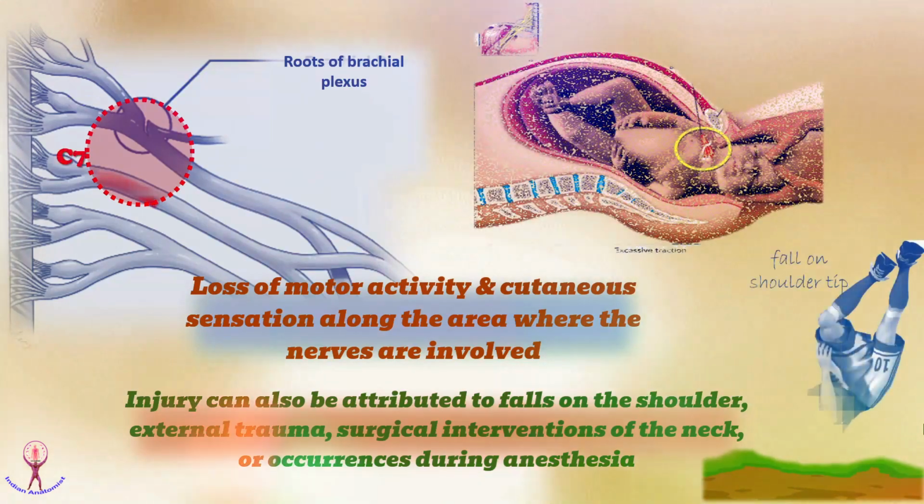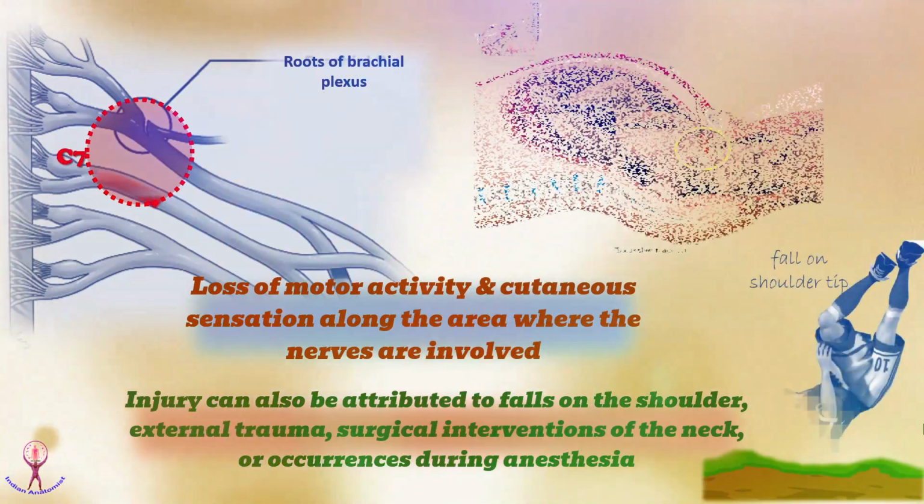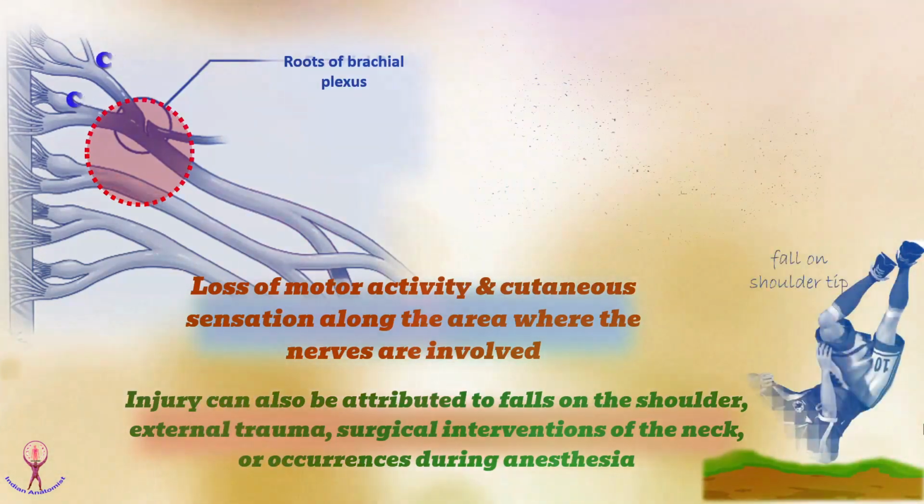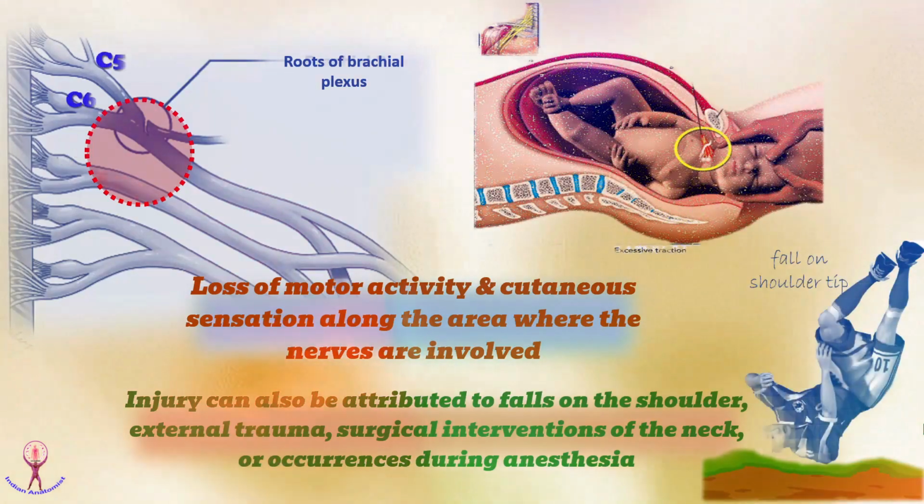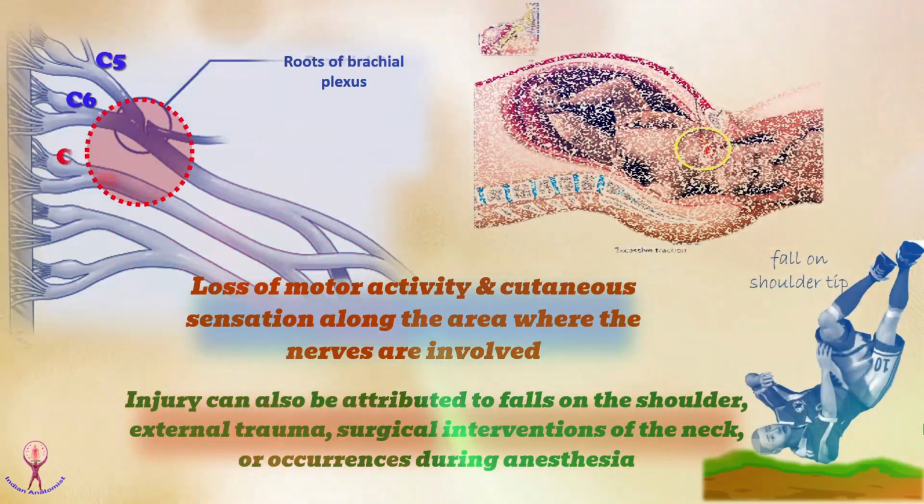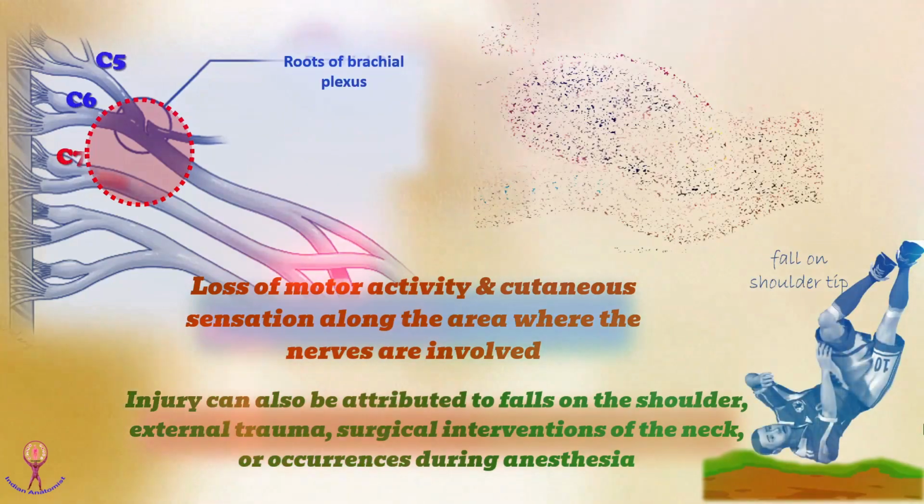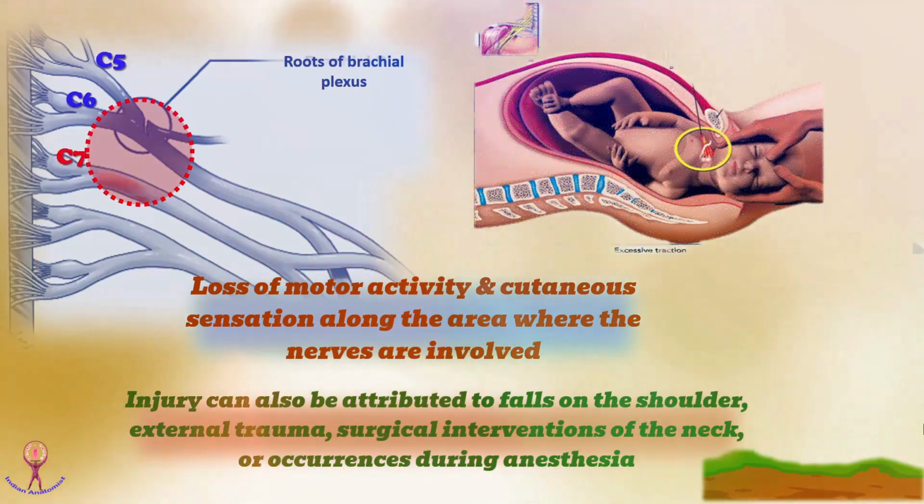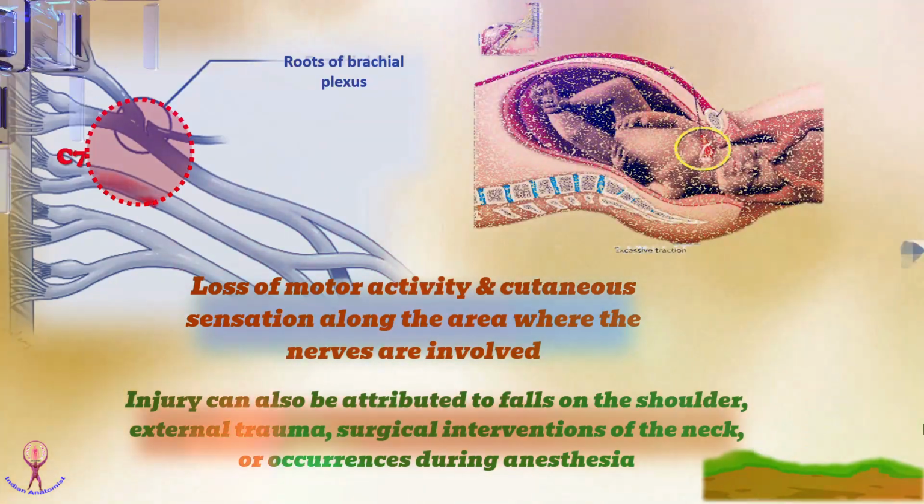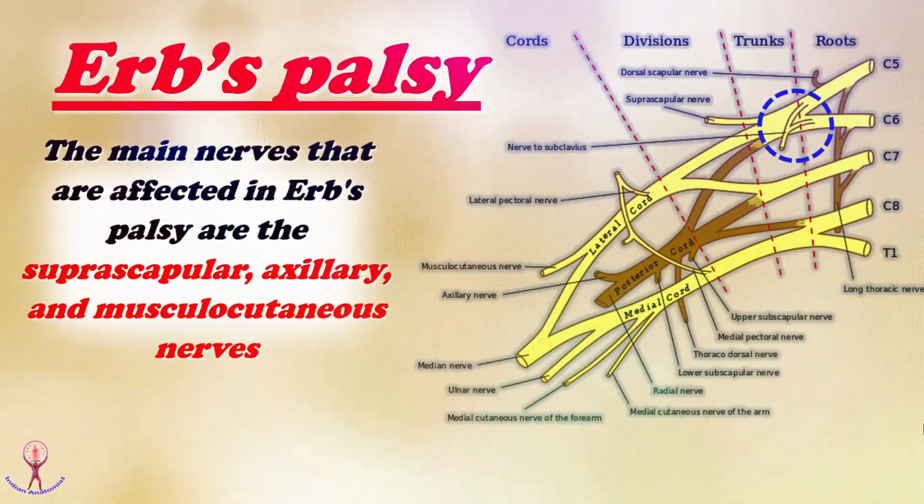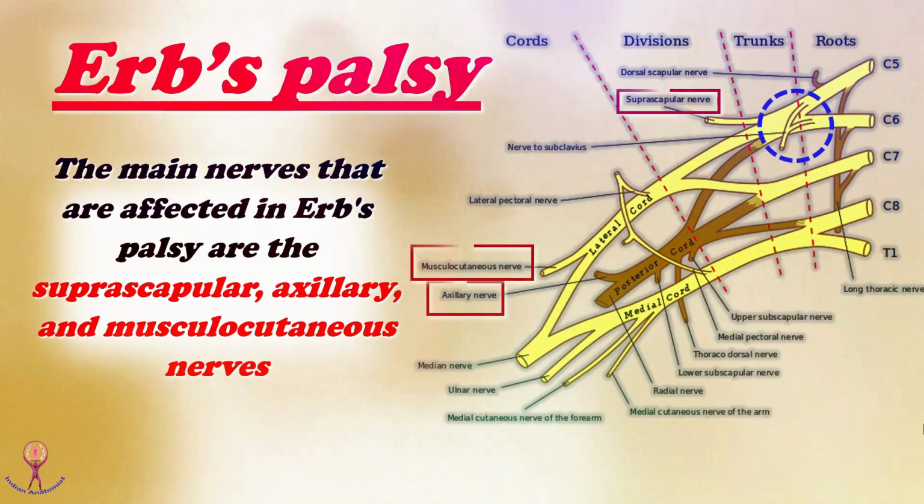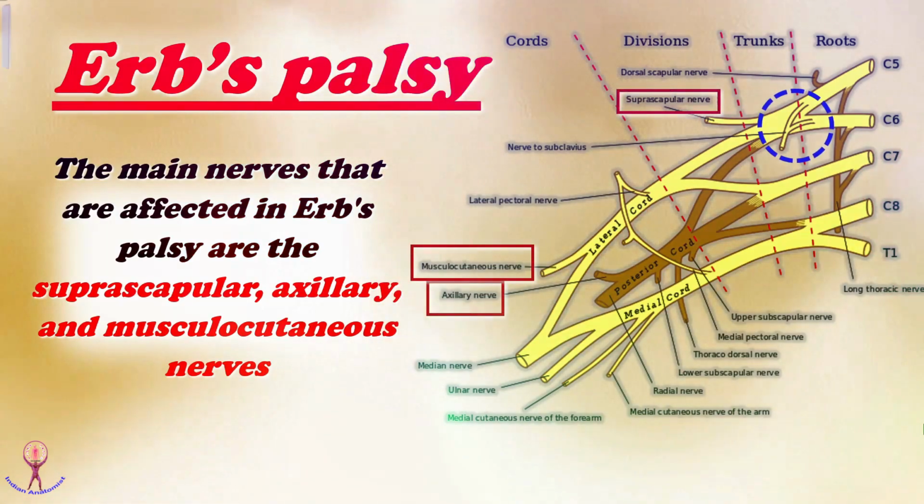The injury might avulse, strain or stretch, or rupture the plexus roots from the spinal cord. According to the severity of the injury, paralysis can cure on its own over months, or require rehabilitation or necessitate surgery. The main nerves that are affected in Erb's palsy are the suprascapular nerve, axillary nerve, and musculocutaneous nerve.